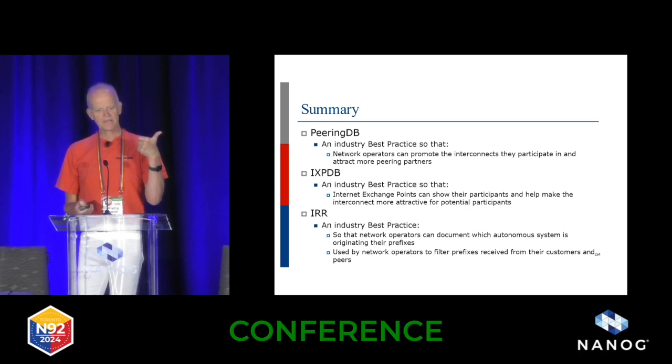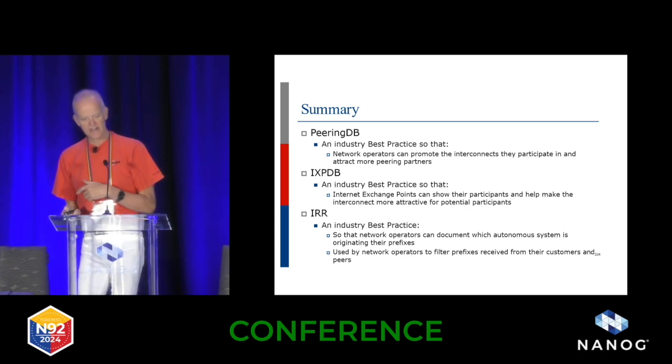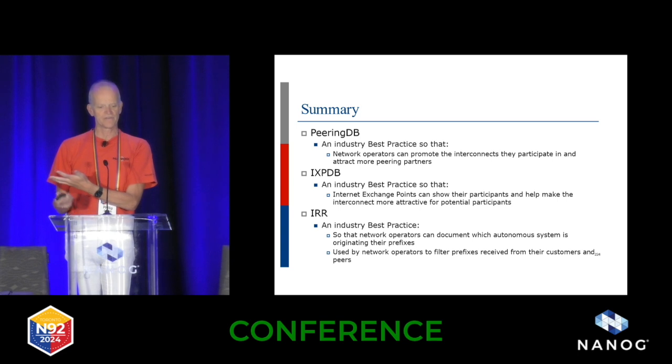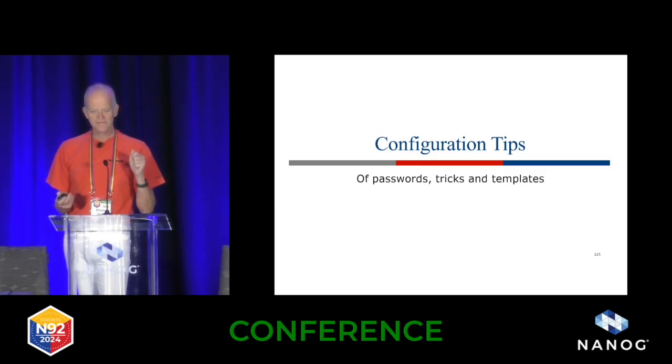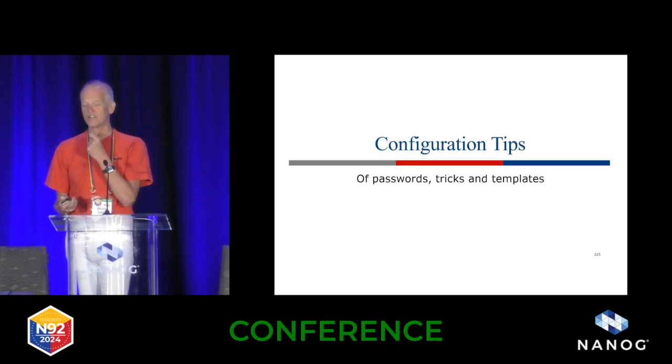So I've covered PeeringDB, IXPDB, and the Internet Routing Registry, just from the best practice point of view. The final piece in 15 minutes is just configuration tips.